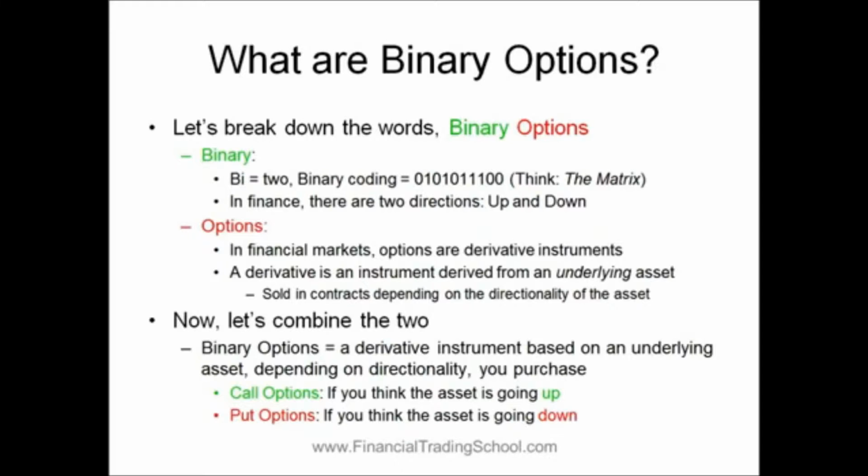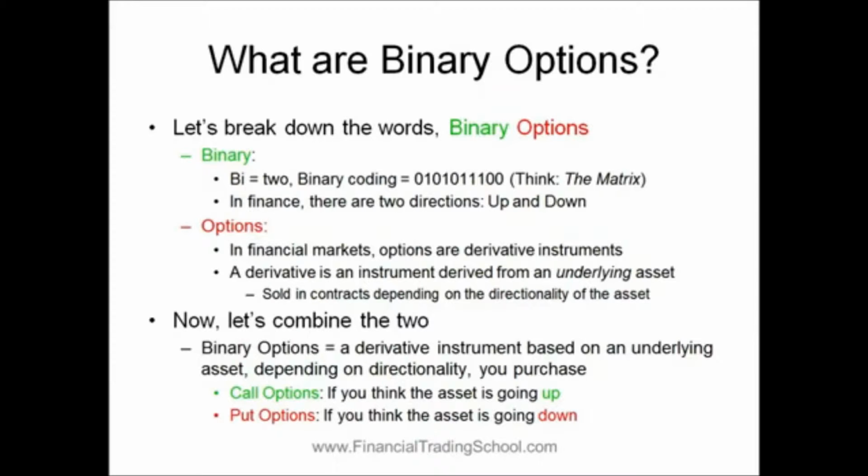So you're probably wondering, what are binary options? Well, in short, binary options is a financial instrument that you can trade. So let's break down those words, binary and options. The first word, the bi part of it, stands for 2, and if you think about binary coding, 0, 1, 0, 1, 0, 1, 1, 1, 0, you can think about the matrix, something like that. And in finance, basically, there are 2 directions, up and down.